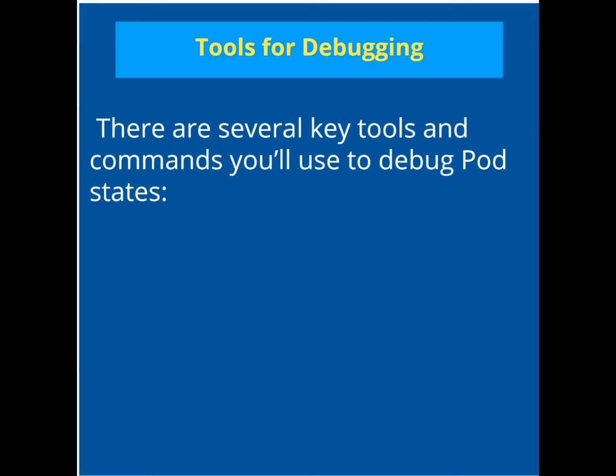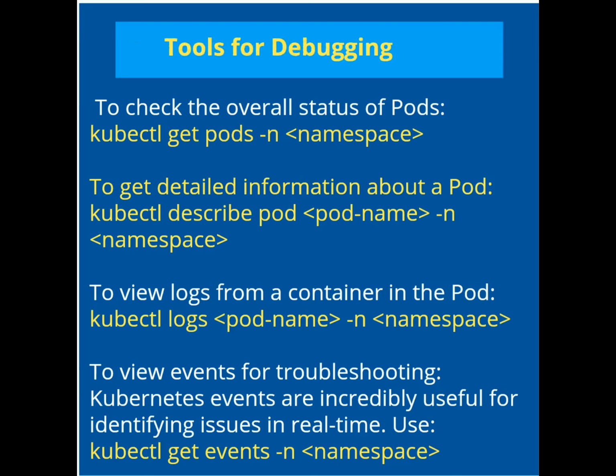Tools for debugging. There are several key tools and commands you'll use to debug pod states. To check the overall status of pods: kubectl get pods -n <namespace>. To get detailed information about a pod: kubectl describe pod <pod-name> -n <namespace>. To view logs from a container in the pod: kubectl logs <pod-name> -n <namespace>. To view events for troubleshooting, Kubernetes events are incredibly useful for identifying issues in real time. Use kubectl get events -n <namespace>.